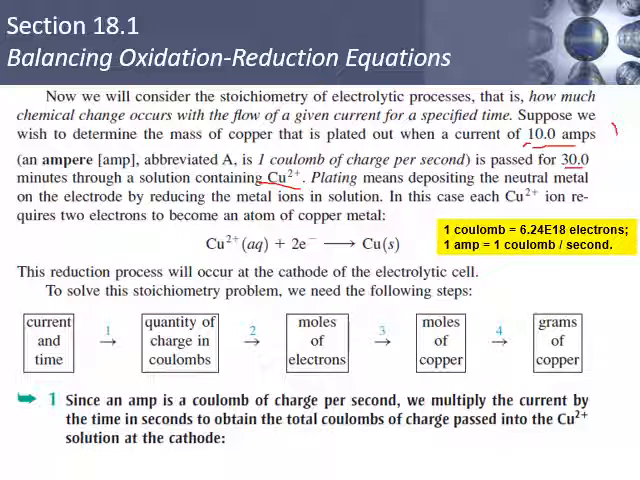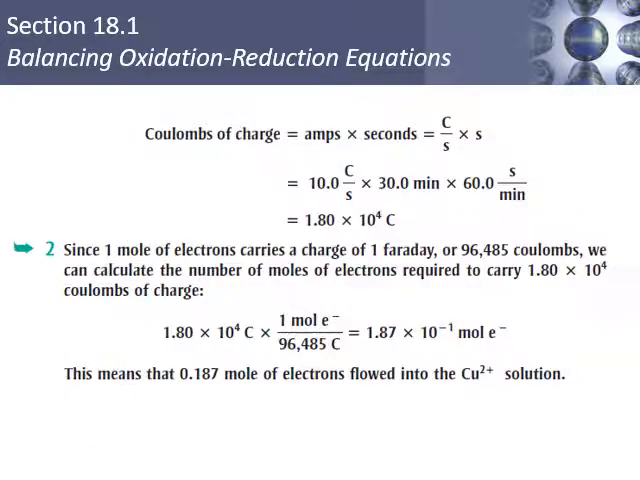So it's going to be like 6 grams. And don't hold me to that. Let's go to the next slide. So start off here. 10 coulombs per second is 10 amps.